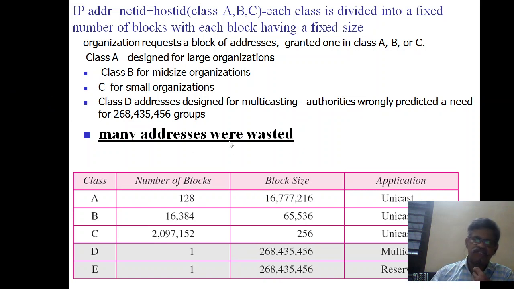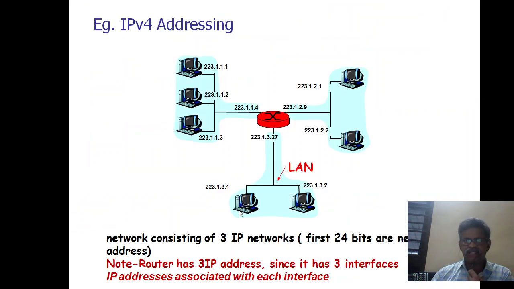These many addresses were wasted actually in classful addressing. So this shows addressing in which the net ID portion is 24 bits. 223.13 is the net ID. 223.11 is this network. 223.12 is this network. 223.13 defines this network, and within that network, the hosts are 12 and 123.